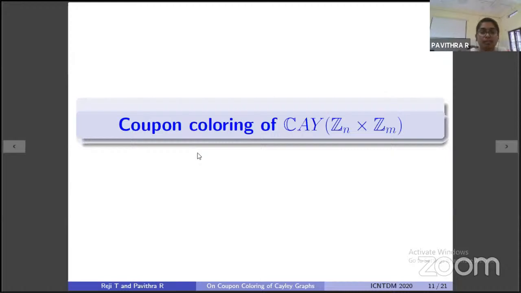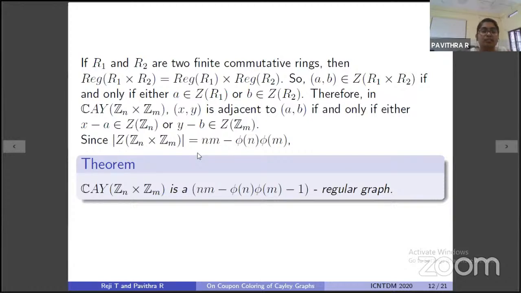Now we will see the coupon coloring of a Cayley graph of Zn cross Zn. First of all, if R1 and R2 are two finite commutative rings, regular elements of R1 cross R2 means the elements of R minus the zero divisor set of R. That is simply the units in the commutative ring. Then the regular elements of R1 cross R2 is equal to regular elements of R1 cross regular elements of R2. So (a, b) belongs to the zero divisor set of R1 cross R2 if and only if either a belongs to the zero divisor set of R1 or b belongs to the zero divisor set of R2.